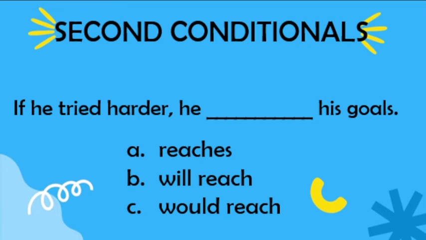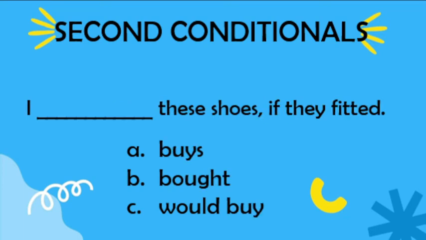Let's have an example. If he tried harder, he blank his goals. Reaches, will reach, would reach. If he tried harder, he would reach his goals. Our verbs here are tried, which is in the simple past, and then another verb, would reach. Would plus yung verb, the reach. Okay. Next, I blank these shoes if they fitted.